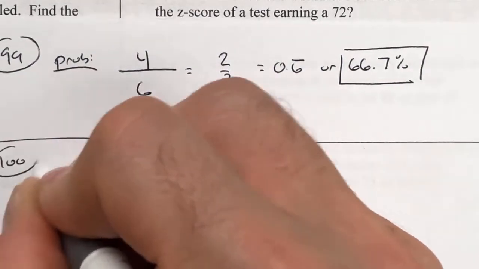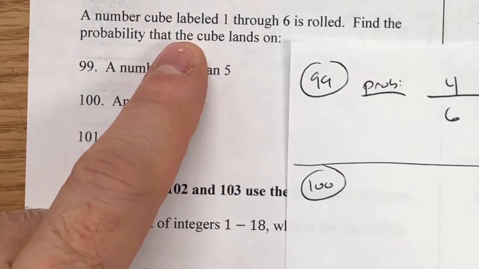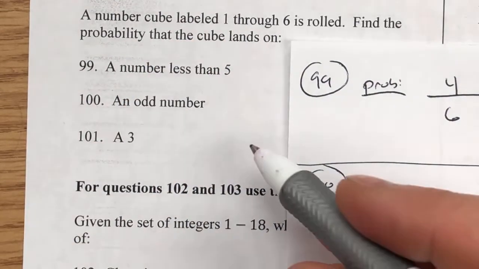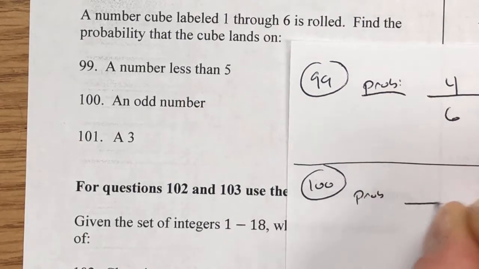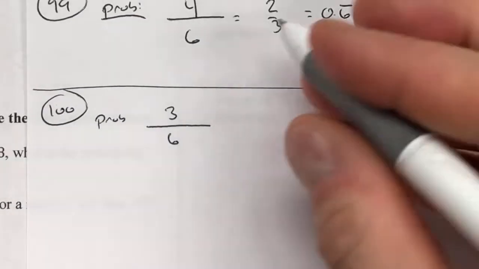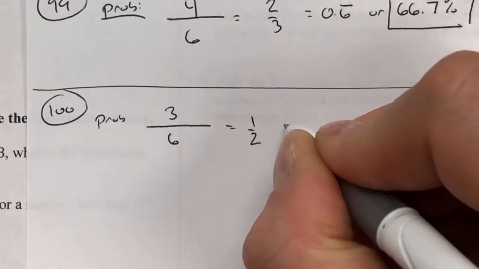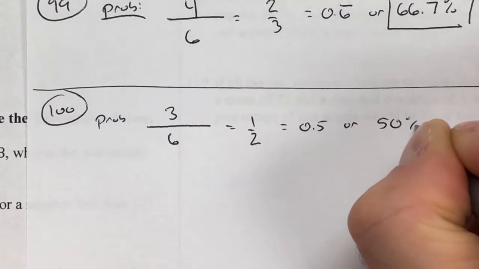Question 100, another basic probability question. We have the same dice, numbered 1 through 6, and what are the chances it rolls an odd number? So the probability is out of the total. We have 6 possible rolls. Odd numbers are 1, 3, and 5. I have 3 of those. 3 out of 6 is going to reduce down to 1/2, which is 0.5, or 50%.